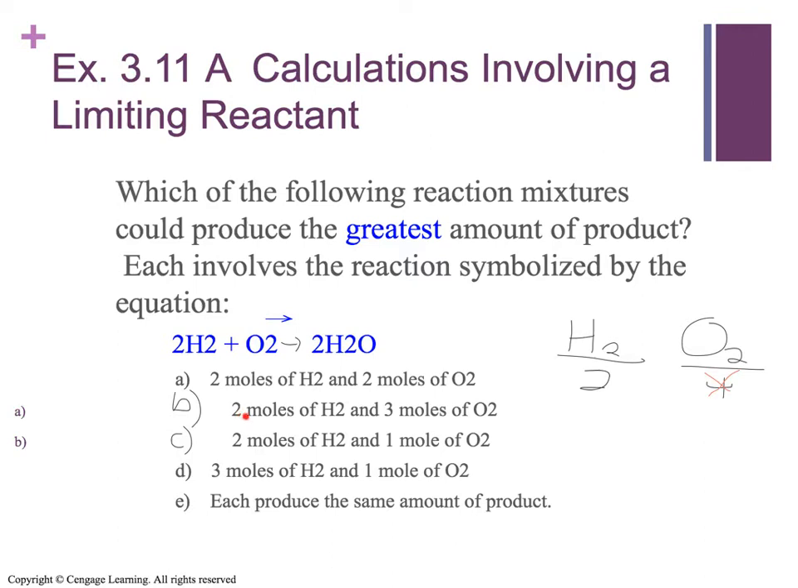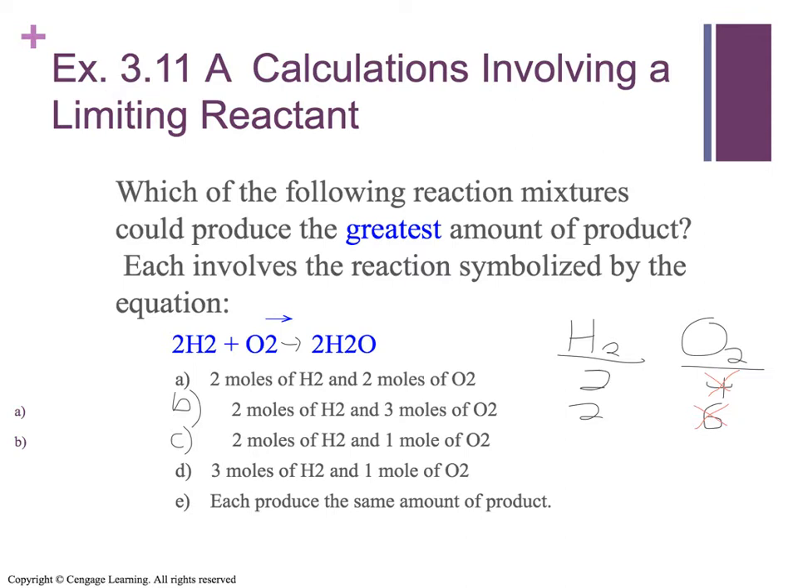B, 2 moles of hydrogen. Again, that's going to give me 2 moles of product. Now I have 3 moles of oxygen. Well, that's going to give me 6 moles of water. But I can't make more than 2 because of the hydrogen. So again, the oxygen is going to be my excess. The hydrogen is going to run out, and the hydrogen determines how much I can make.